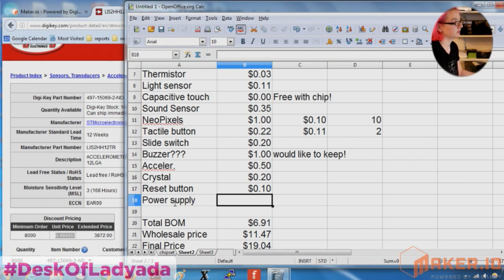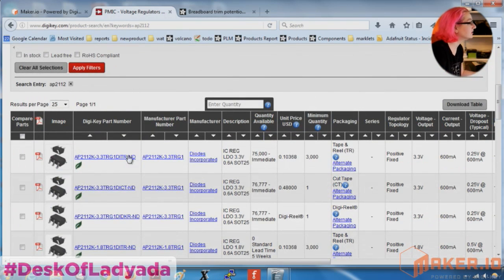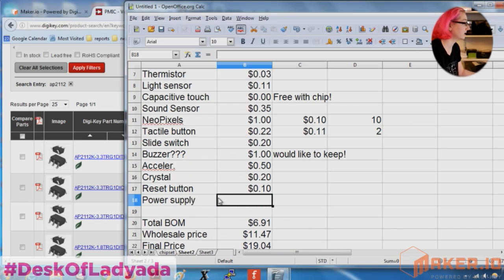So we need a little chip that can do the power regulation. I happen to have some chips that I really like. The AP2112 is one that I buy a lot of, and they're about 10 cents. I have this stocked, which is one of the reasons I kept it. So the power supply is going to be about 10 cents.